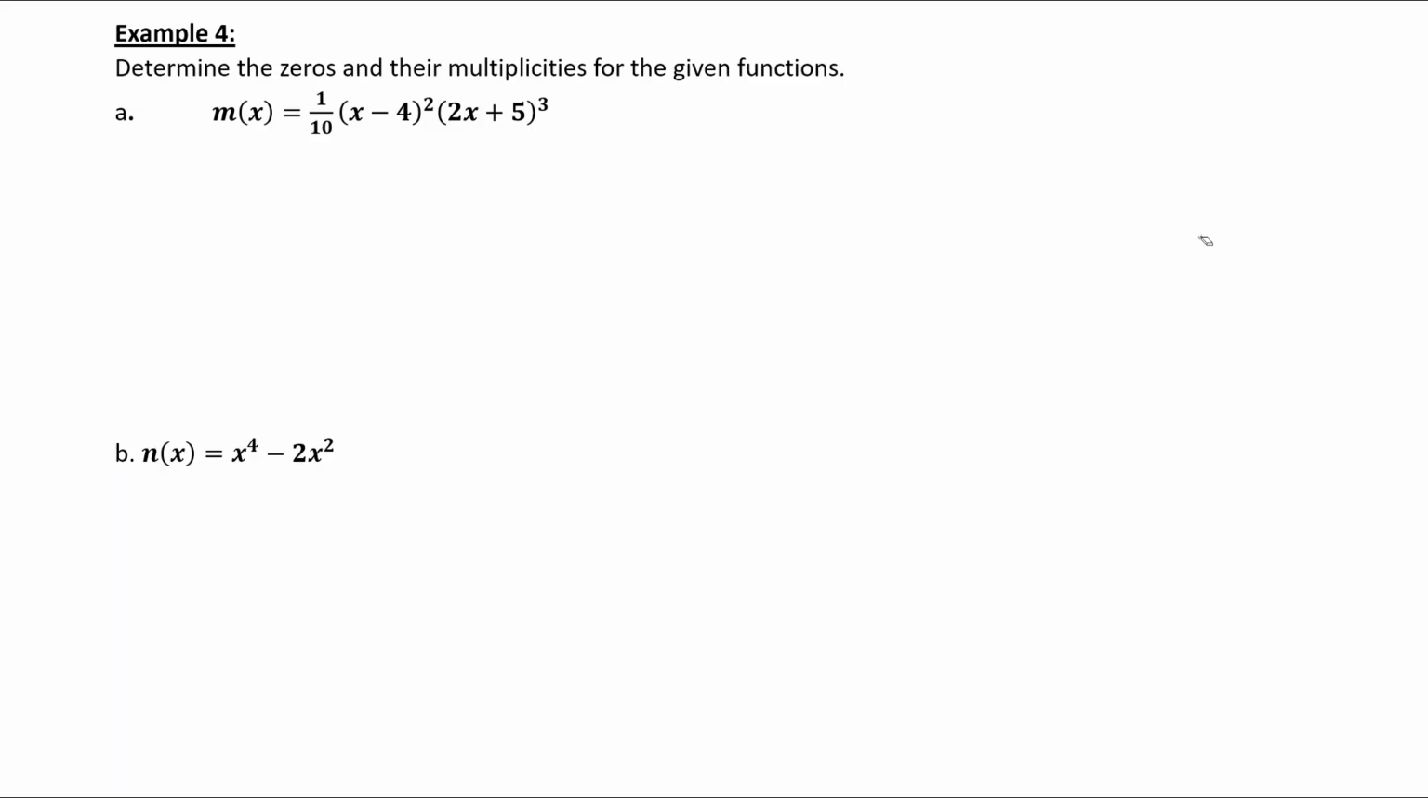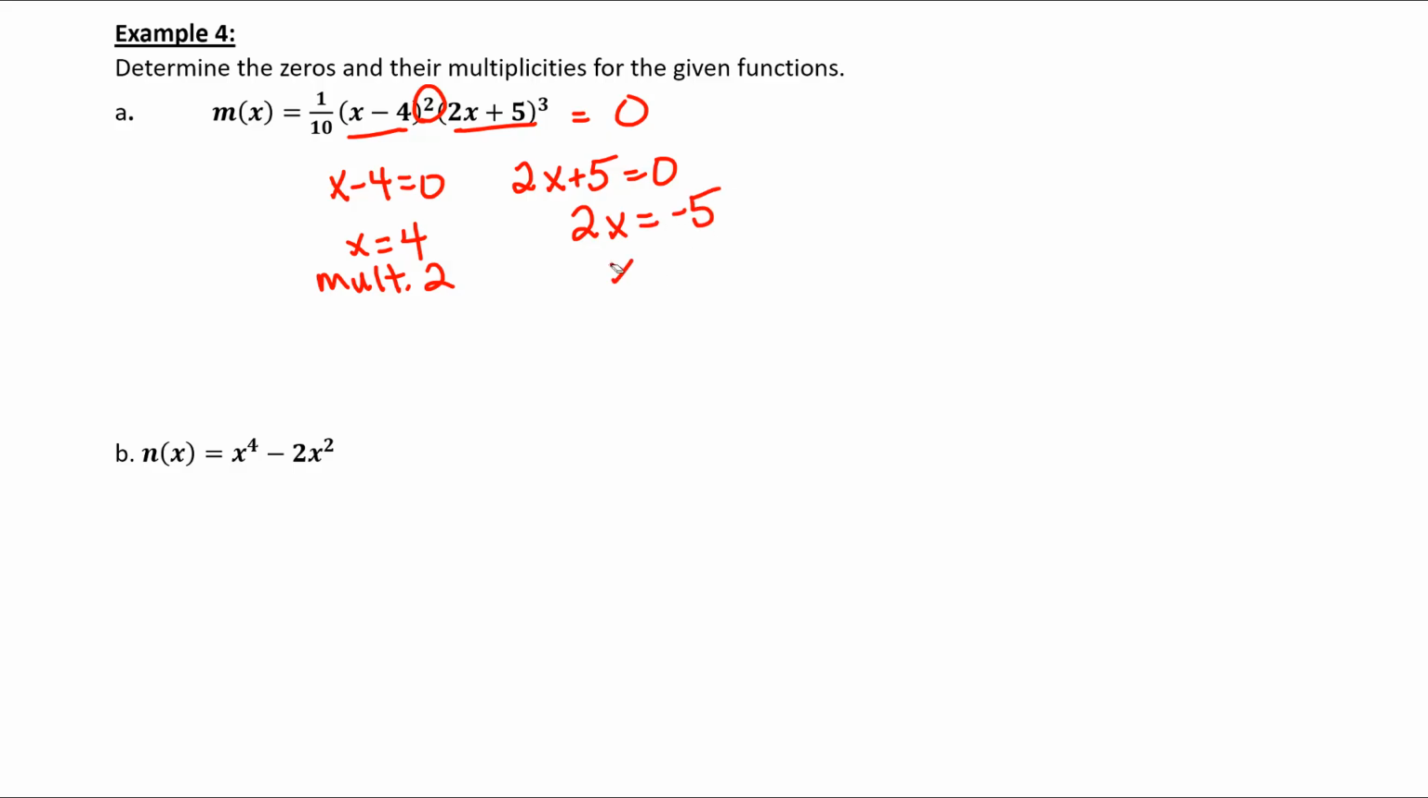All right, so we're going to determine the zeros and their multiplicities for the given functions. You can see that there are 5 factors here. So either x minus 4 is 0, or 2x plus 5 is 0. So this means that x equals 4, and that is a 0 of multiplicity 2. So I'm just going to go ahead and write that. And then 2x plus 5 equals 0, which means that 2x is negative 5, which means that x equals negative 5 halves. So that's another 0, but this one has a multiplicity of 3.